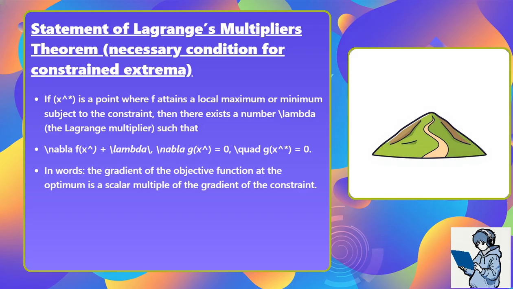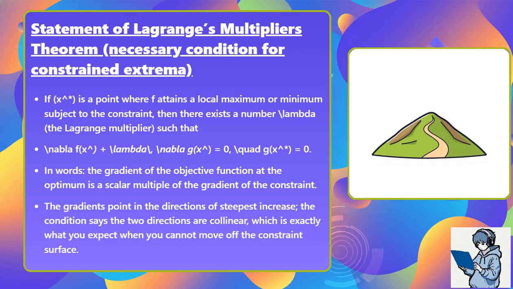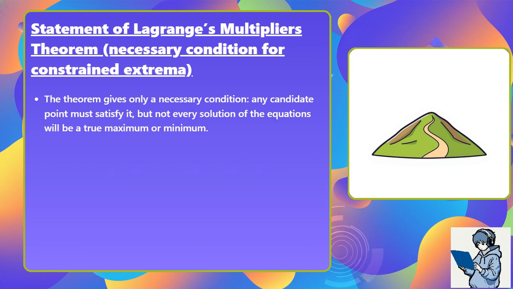In words, the gradient of the objective function at the optimum is a scalar multiple of the gradient of the constraint. The gradients point in the directions of steepest increase. The condition says the two directions are collinear, which is exactly what you expect when you cannot move off the constraint surface. The theorem gives only a necessary condition. Any candidate point must satisfy it, but not every solution of the equations will be a true maximum or minimum. Further checks are needed, second-order conditions.